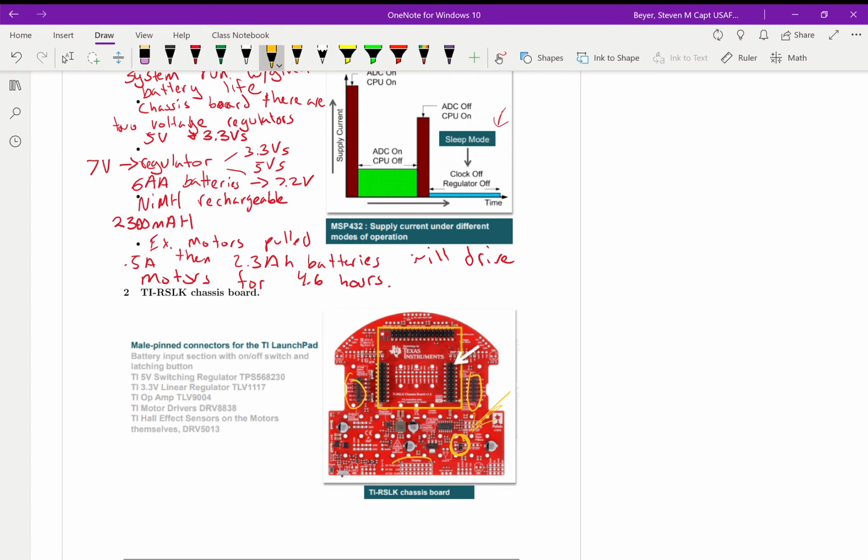Our LCD will go here. A number of other things as well. And so that chassis board has internal wiring to our MSP432. So all of these different components can get and communicate with the MSP432.